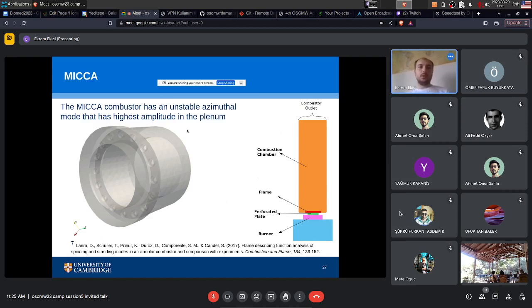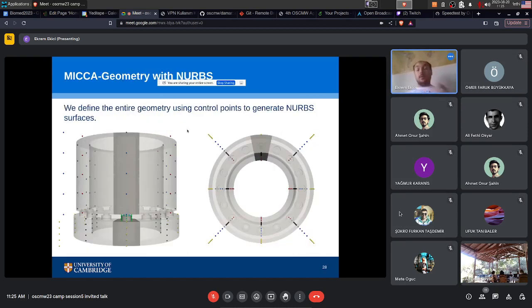But for this example, I define the entire geometry with NURBS surfaces. These points you can see on the screen are controlling the shape of the combustor. I generated the entire combustor using these points. I think there are maybe 40 points in total, and using those 40 points, I can get this complex geometry.